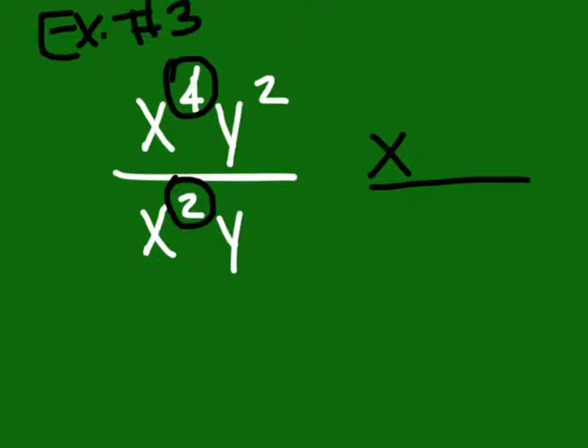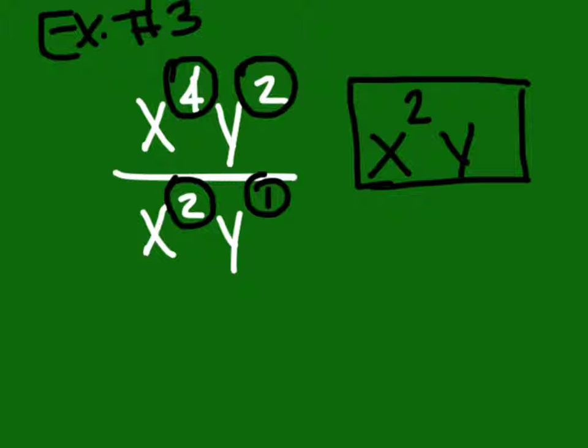And what's 4 minus 2? 2. So that's x squared. Now we look at our y's. What's the exponent with this? 1. So which one's bigger, 2 or 1? 2. So it stays on top. And 2 minus 1? 1. So your answer is x squared y.